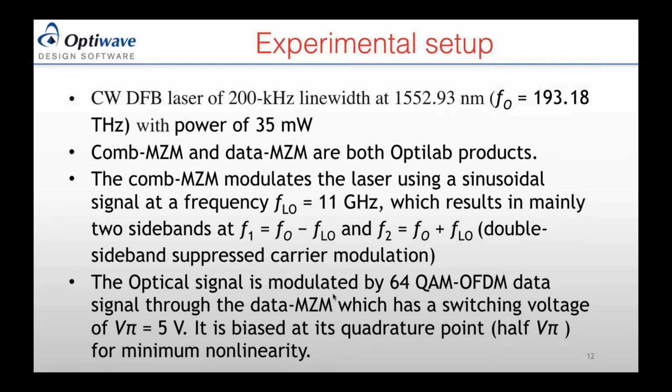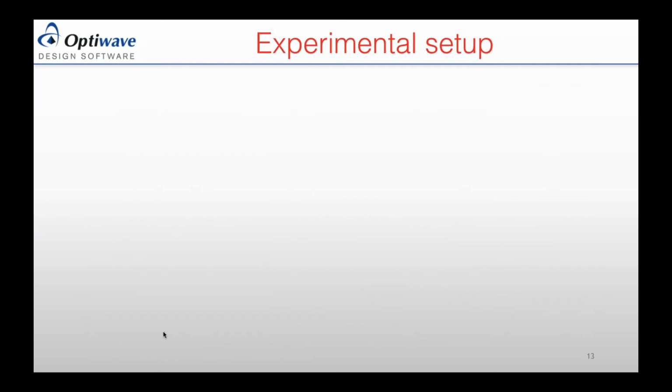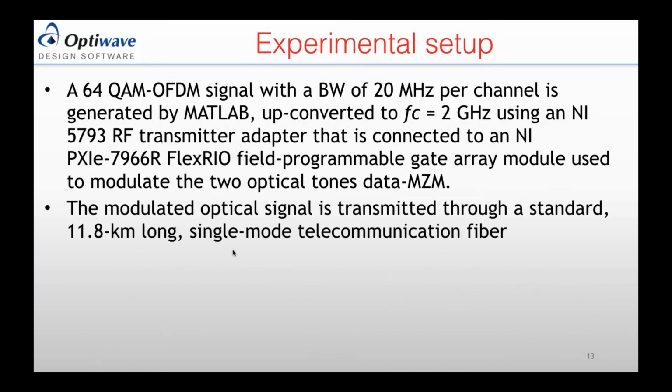The LTE signal that we use has 64 QAM modulation, and then we also transmitted 256 QAM as well, as I will explain later on. The two Mach-Zehnder modulators that we have have a half-wave voltage, or switching voltage, of 5 volts. You can use different bandwidths of the signals that you like. Now we use a 20 megahertz signal, because that's the maximum bandwidth for an LTE signal.